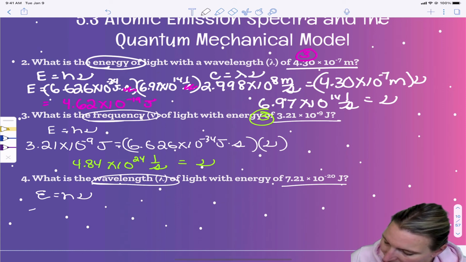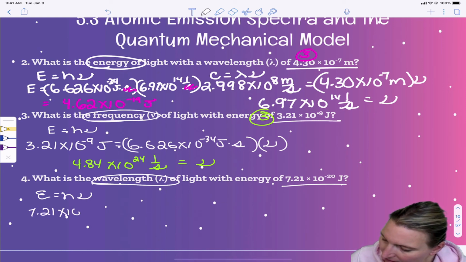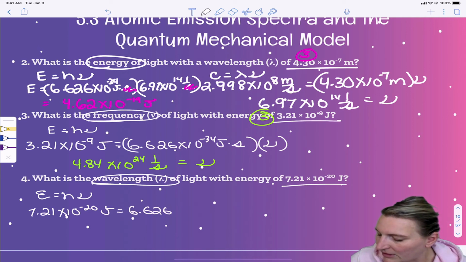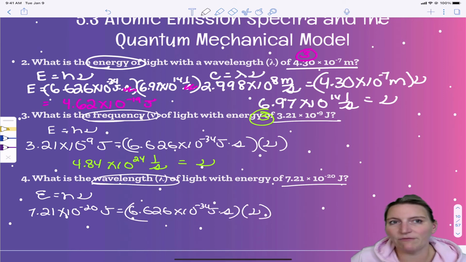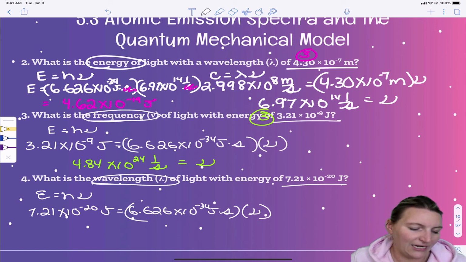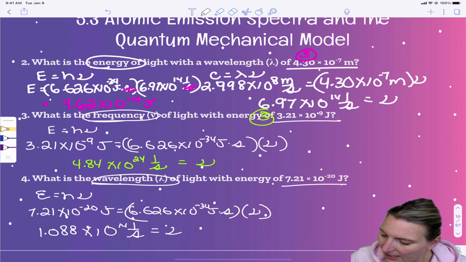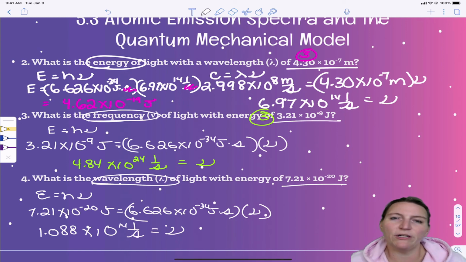So plugging in for my energy, 7.21 times 10 to the negative 20 joules, Planck's constant, 6.626 times 10 to the negative 34 joules times seconds, times frequency. Divide both sides by Planck's constant, and I get 1.088 times 10 to the positive 14, 1 over seconds as my frequency. Again, I'm not worried about rounding because I only round at the very end of the problem, and I'm still in the middle of the problem.